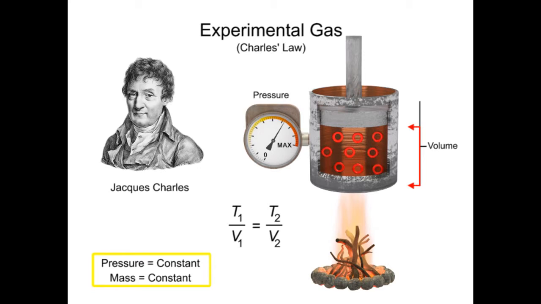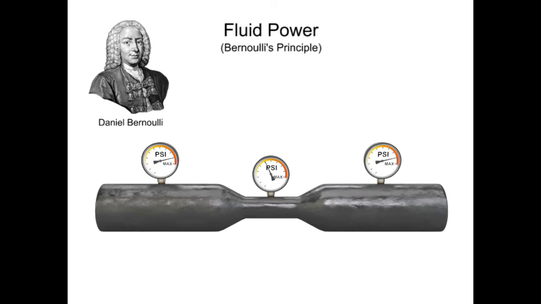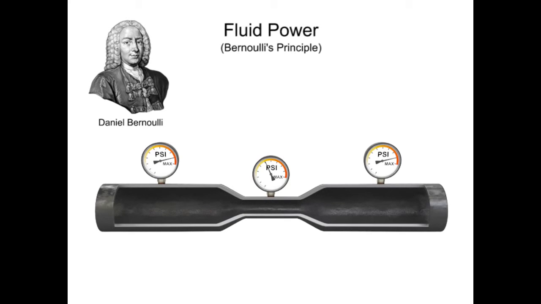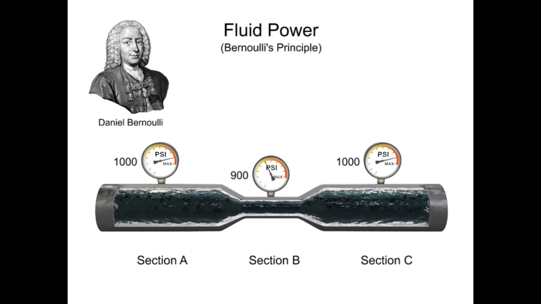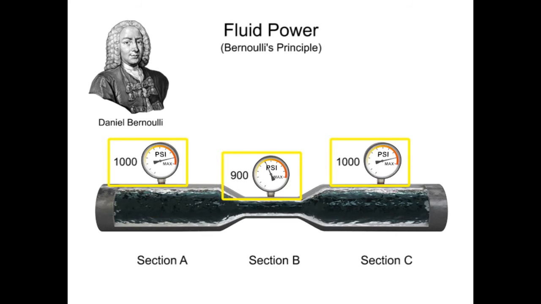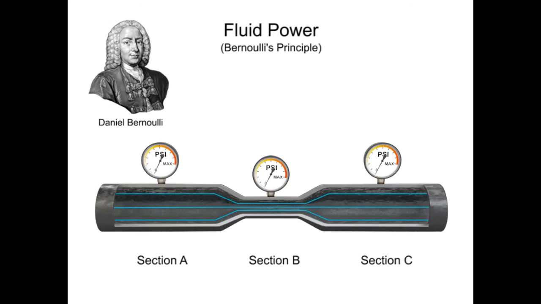In the mid-1700s, Daniele Bernoulli discovered another very powerful rule in the field of fluid mechanics, known as Bernoulli's principle. This rule is related to the theory of conservation of energy, which states that energy can neither be created nor destroyed. In this fluid system, pressure is potential energy and fluid flow is kinetic energy. Bernoulli's principle states that an increase in the speed of an incompressible fluid occurs simultaneously with a decrease in pressure.